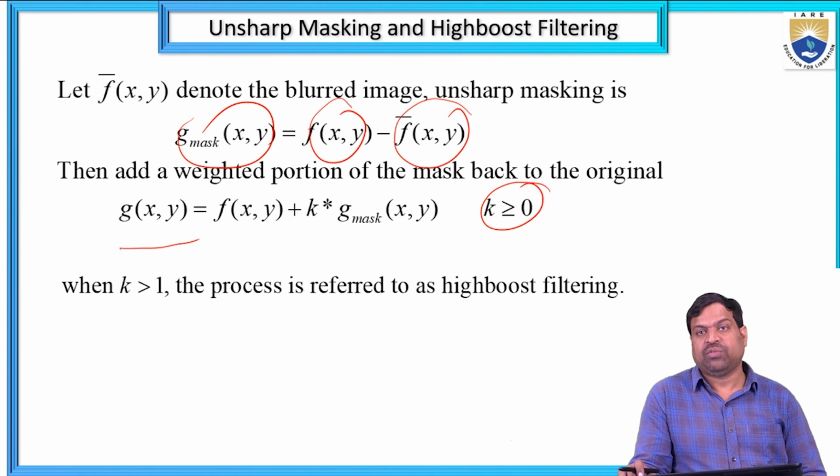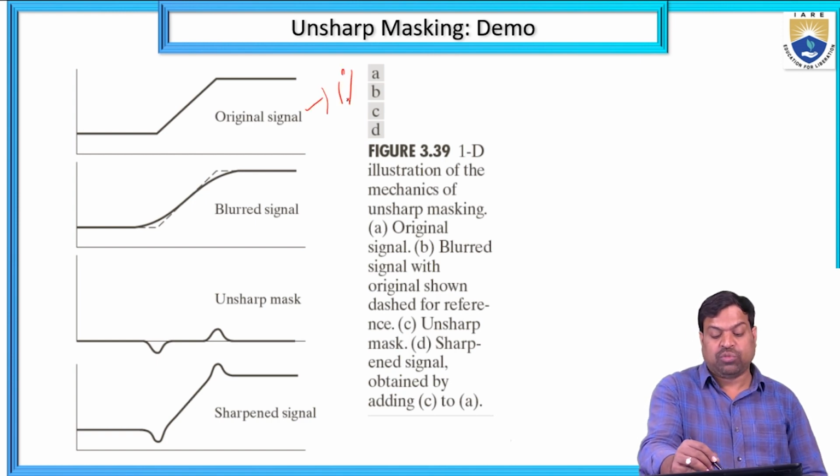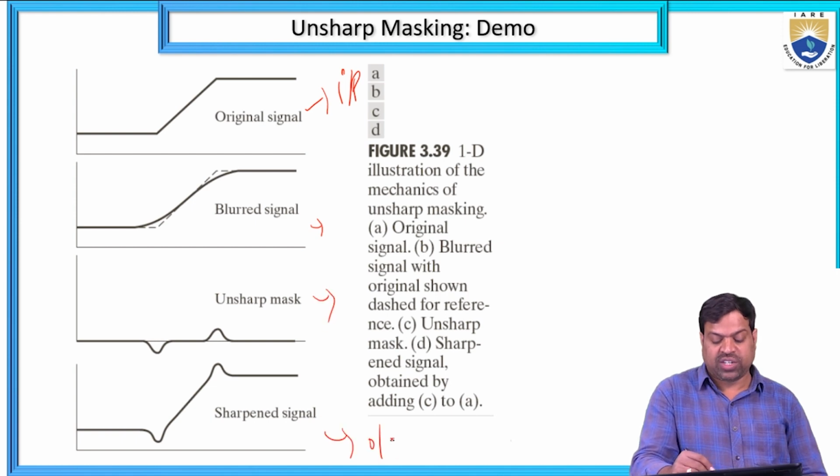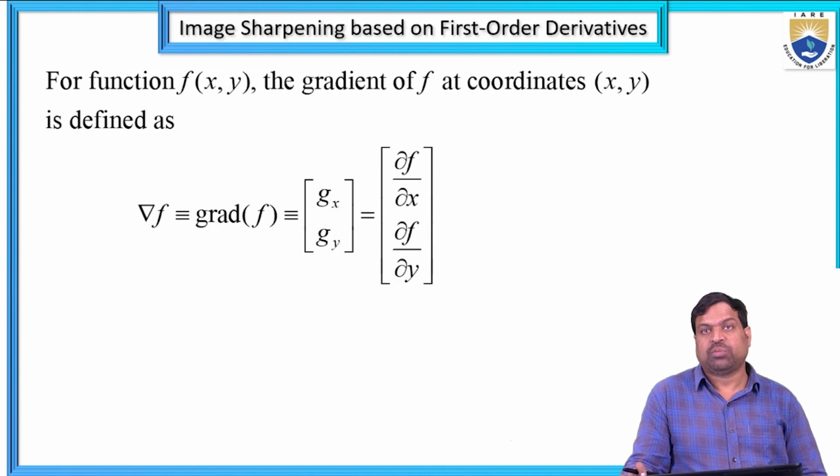Where k is greater than 1, the process is referred to as high-boost filtering. It is one example of a high sharpening mask. This is the original signal, the input function. This is the blurred, unsharp signal. This is the sharpening filter output. It is one example of unsharp masking.